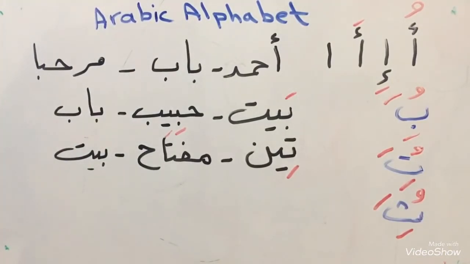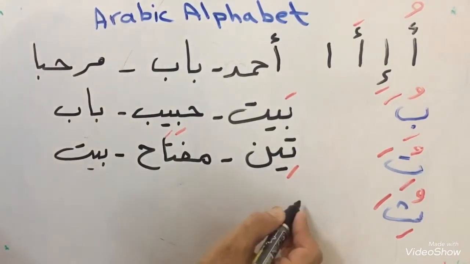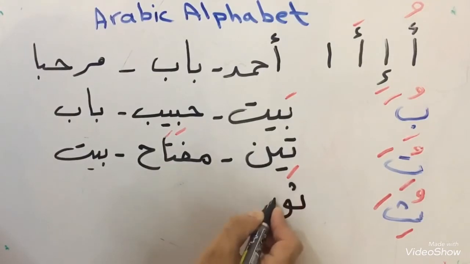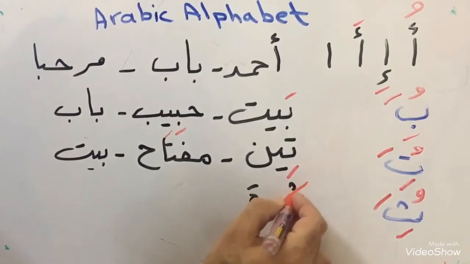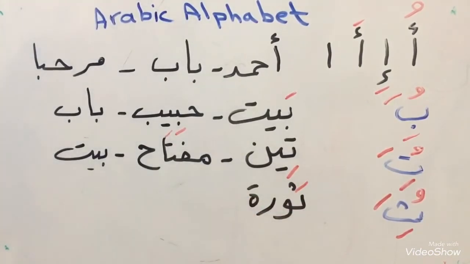Tha, like thawra at the beginning of the word. You can see fatha, tha. Thawra means revolution. You can see tha before waw.